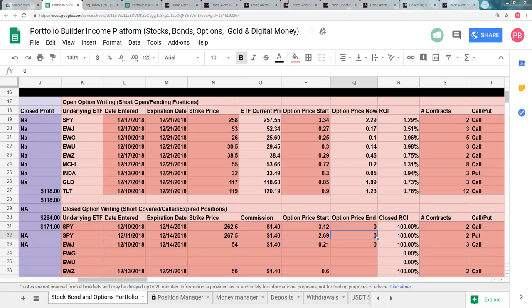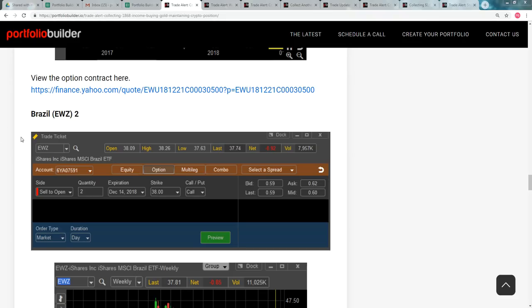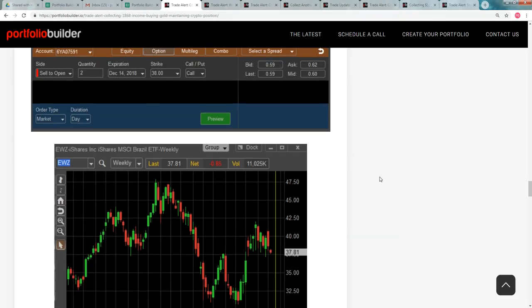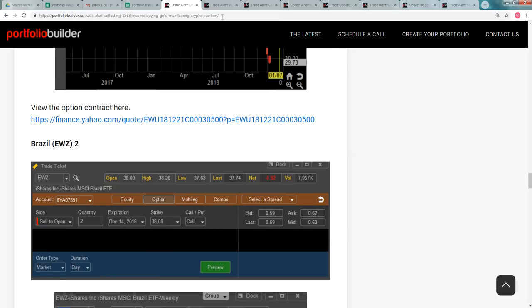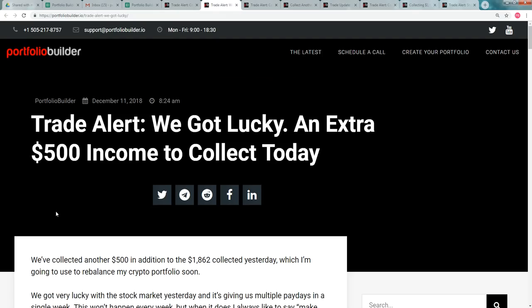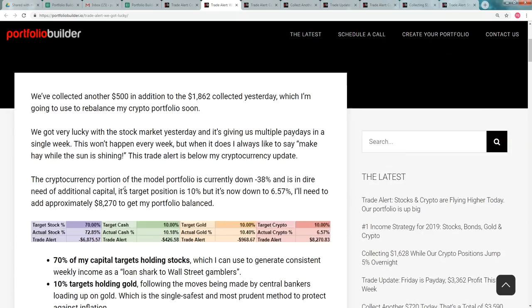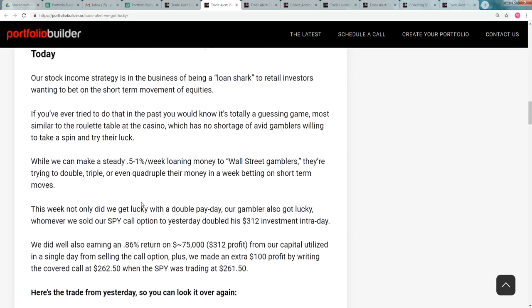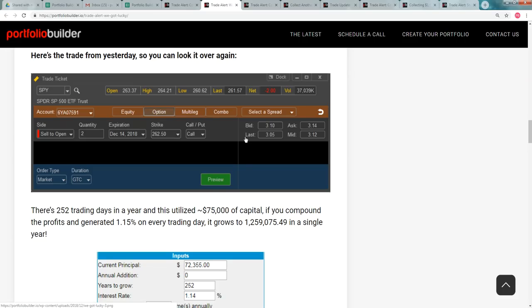But let's take a look at what happened in the first 2 weeks of launching our model portfolio. On the first Monday, we purchased our initial stock and wrote covered calls against each position. The next day, we got lucky, an extra $500 of income to collect, and here's what happened. This was the covered call we wrote, which on its own was generating a 1% return on the capital invested to own the SPY shares over a period of 1 week.